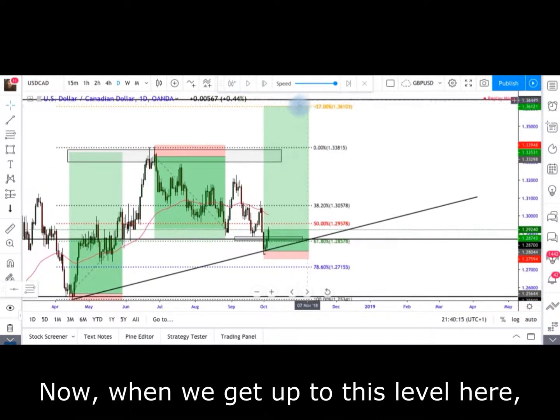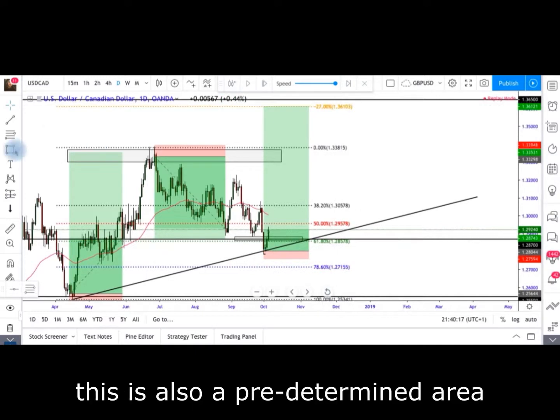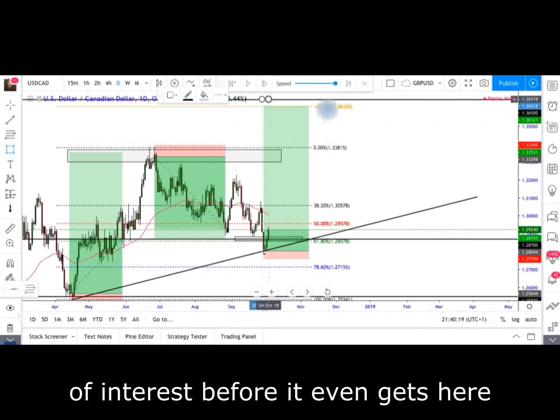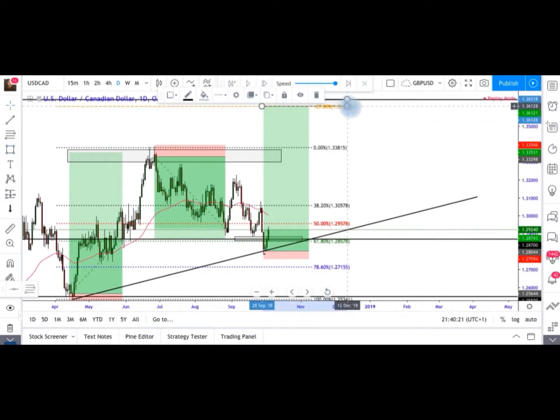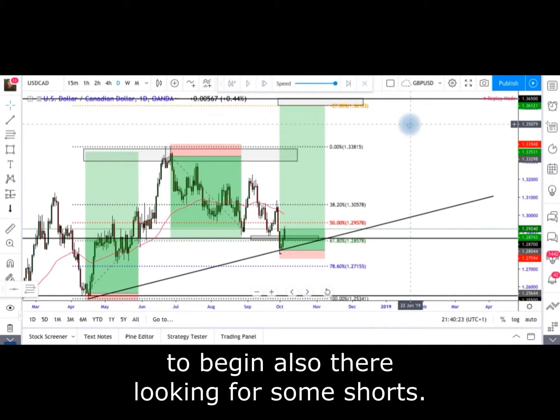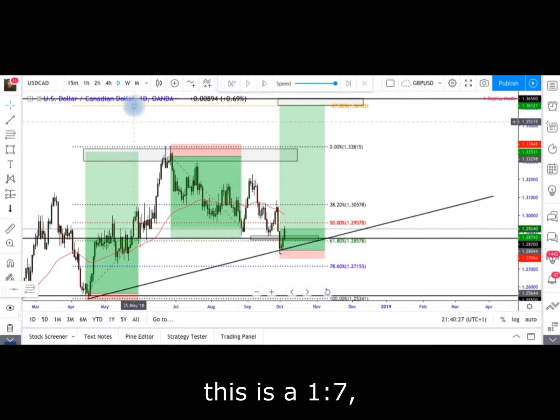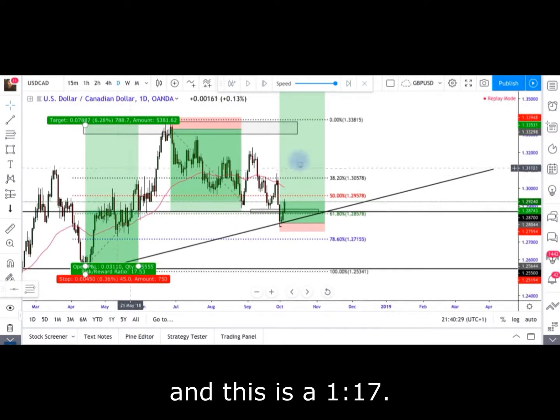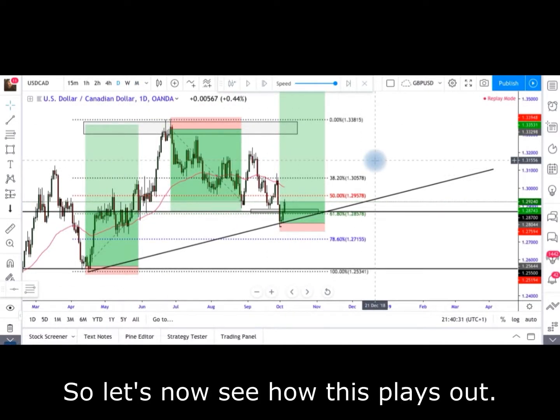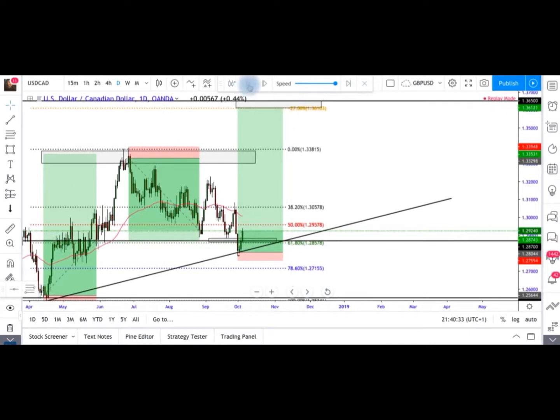Now, when we get up to this level here, this is also a predetermined area of interest before it even gets here to begin also then looking for some shorts. So this particular trade is a 1 to 18, this is a 1 to 7, and this is a 1 to 17. So let's now see how this plays out.